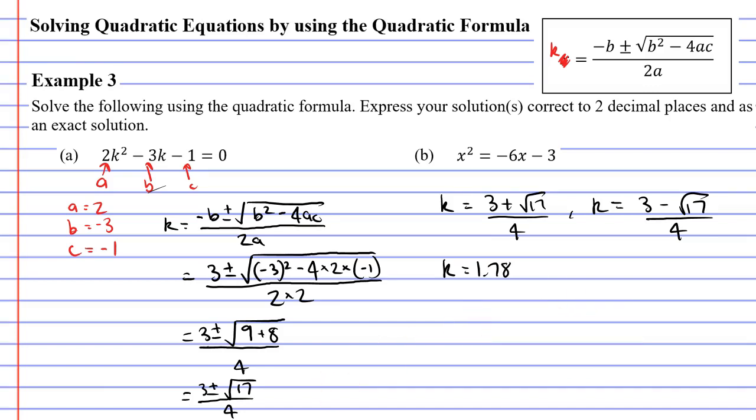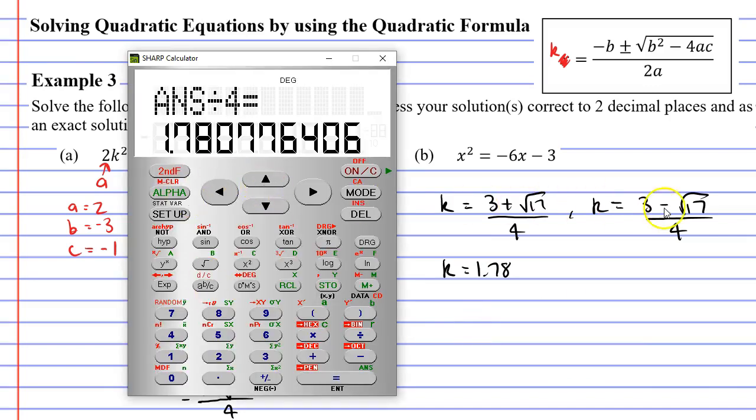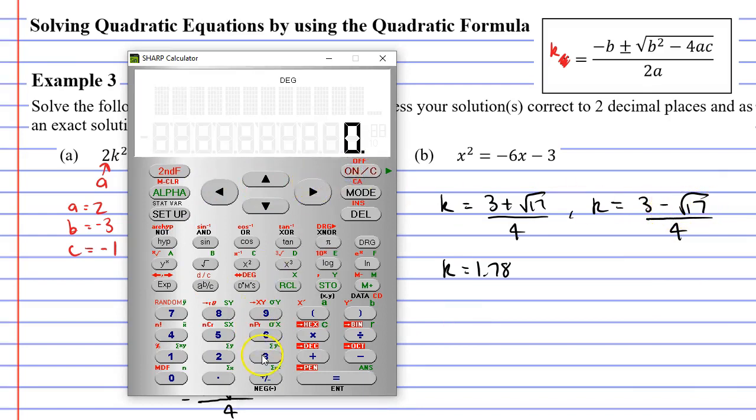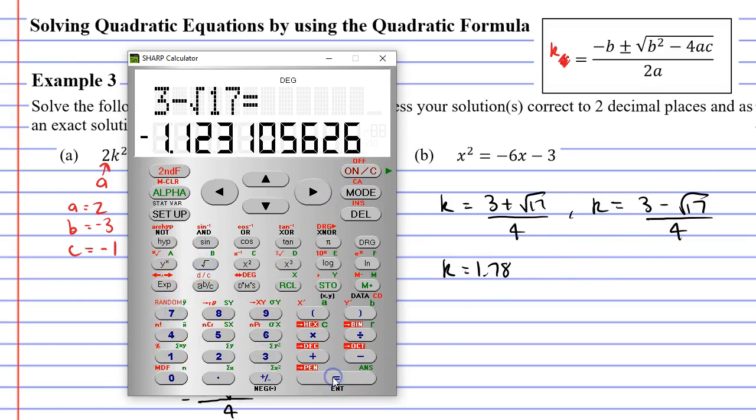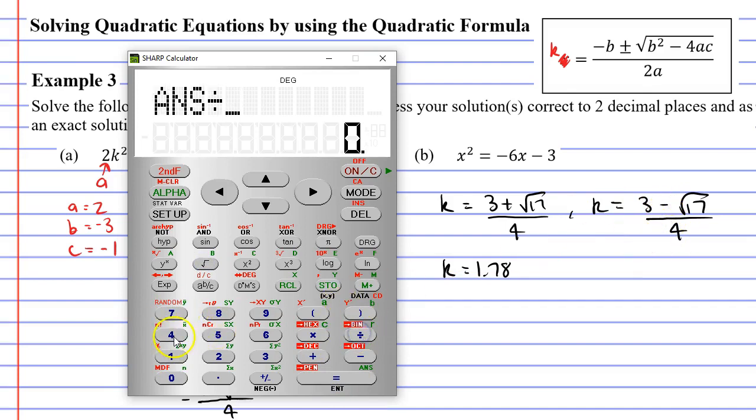What about our second solution? This time we're going to subtract the root 17. 3 minus root 17. We need to press equals first before dividing it by 4. Divide 4 will give us negative 0.28.